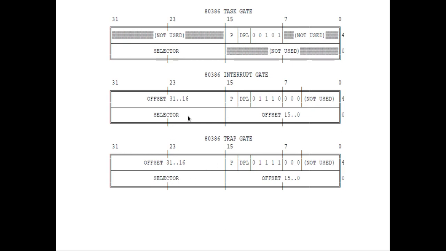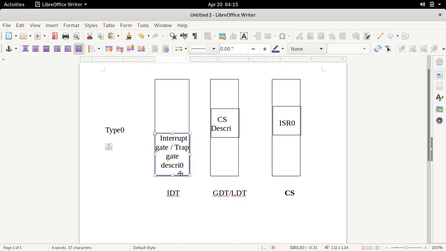So what you should do is load a value in this selector field such that the selector will select the code segment descriptor which is present either in the GDT or LDT. Okay, so what is the role of the selector that is present in this interrupt gate or trap gate descriptor? That selector is responsible for selecting the code segment descriptor.